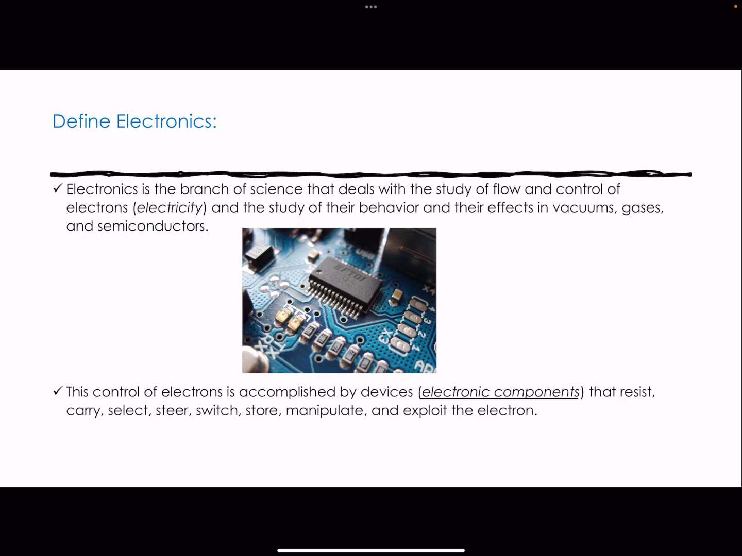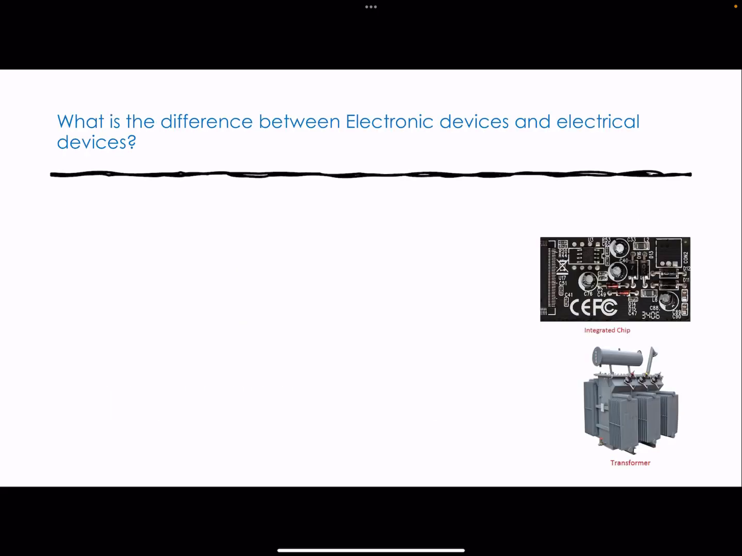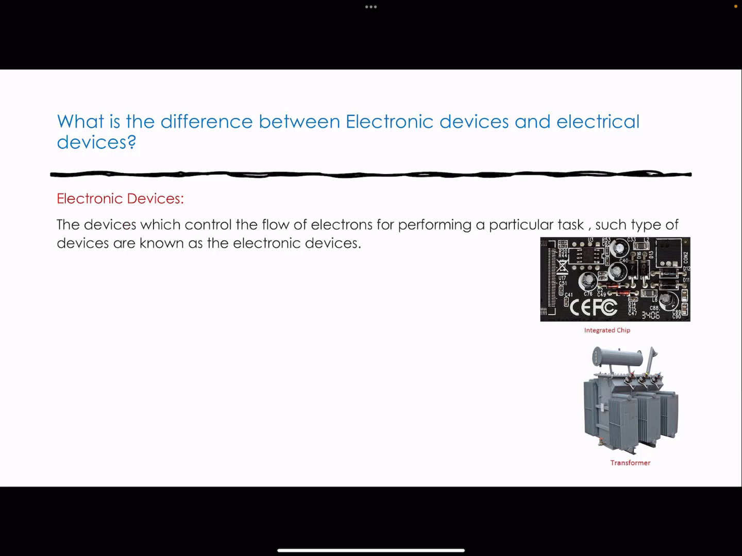So this control of electrons is accomplished by the devices which are called as the electronic components that resist, carry, select, steer, switch, store, manipulate and exploit the electrons. Now let us see what is the difference between the electronic devices and the electrical devices. Now first let us see about the electronic devices. The devices which control the flow of electrons for performing a particular task, and such type of devices are known as the electronic devices.